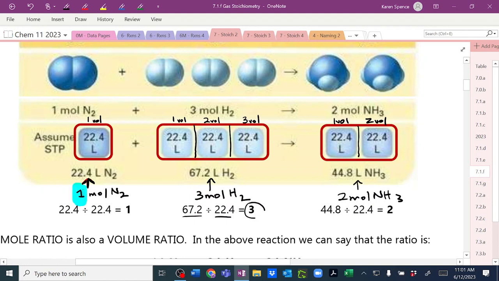See how we have a 1 to 3 to 2 mole ratio, but we also have a 1 volume to 3 volume to 2 volume ratio. You don't actually ever have to use the volume ratio. If you want to keep going, convert to moles first, and then convert to moles, and then convert to liters. So if you wanted to go liters to moles to moles to liters, you could do that. But if you just want to go from liters to liters in one step, rather than 1, 2, 3 steps, you can do that. Okay?